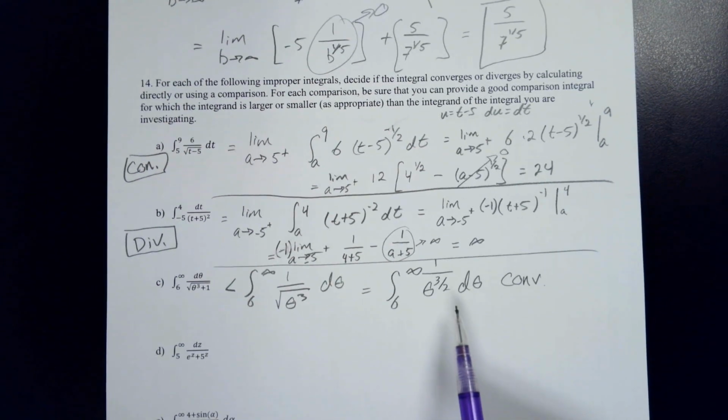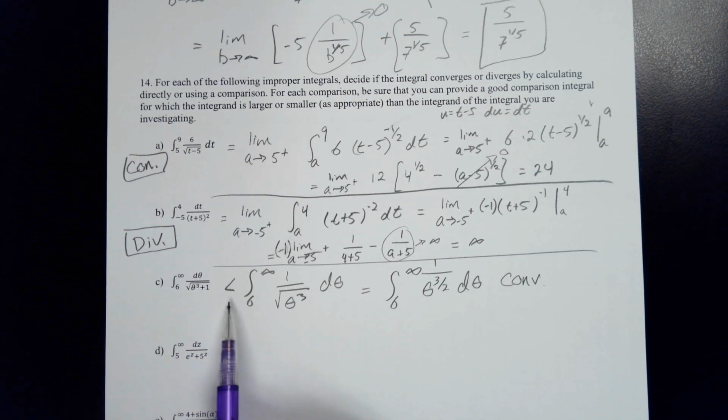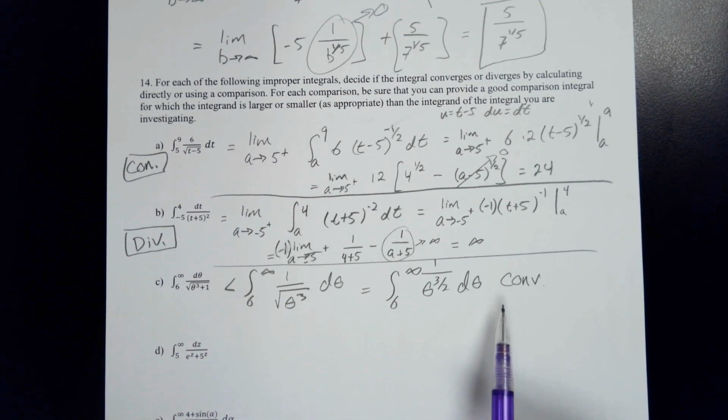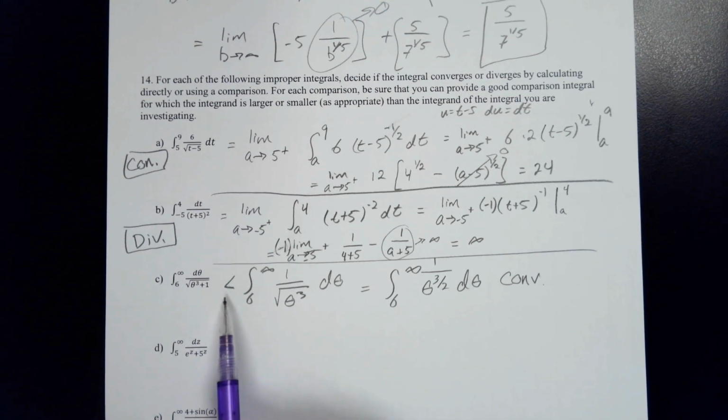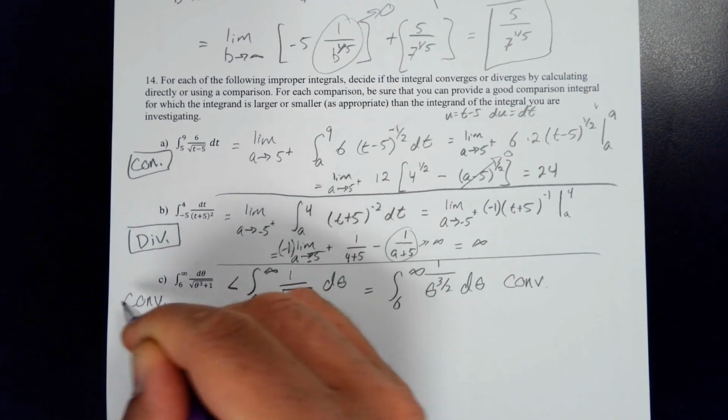Well, just because this integral converges, we've got to think about, does that imply that this one converges? And sure enough, it does. If my integral is something less than something that converges, then it must also converge. If it was bigger than something that converges, that doesn't tell me much. But if it's less than something that converges, this one must also converge.